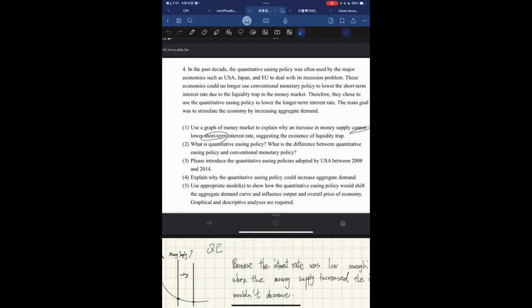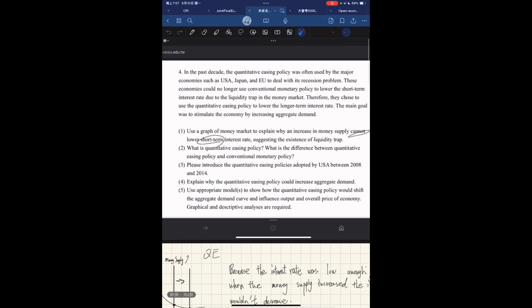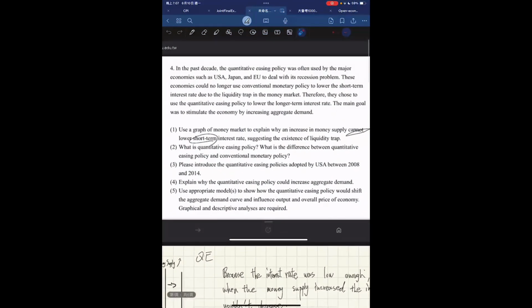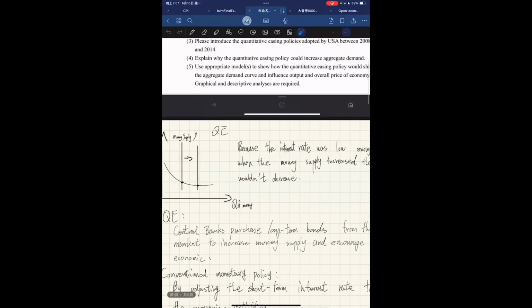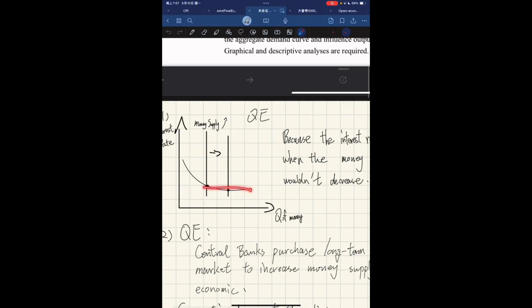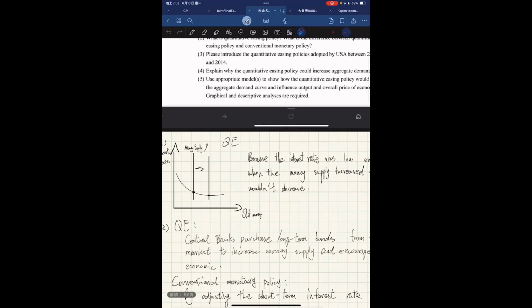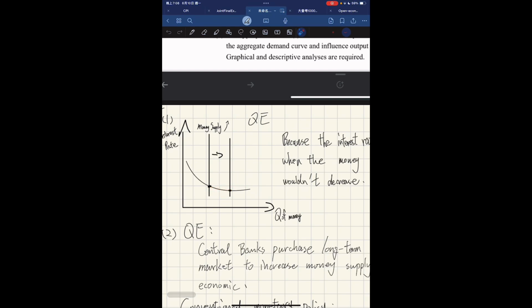Okay, question 4. Use a graph of the money market to explain why an increase in money supply cannot lower the short-term interest rate, suggesting the existence of a liquidity trap. Because the interest rate is already low enough like this, when the money supply increases, the interest rate wouldn't decrease.